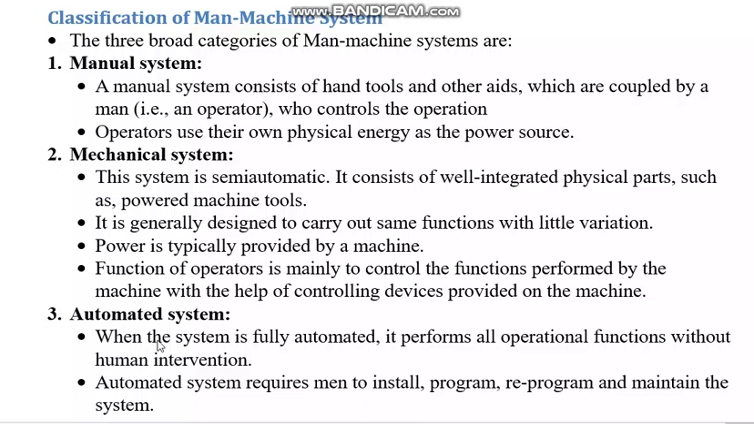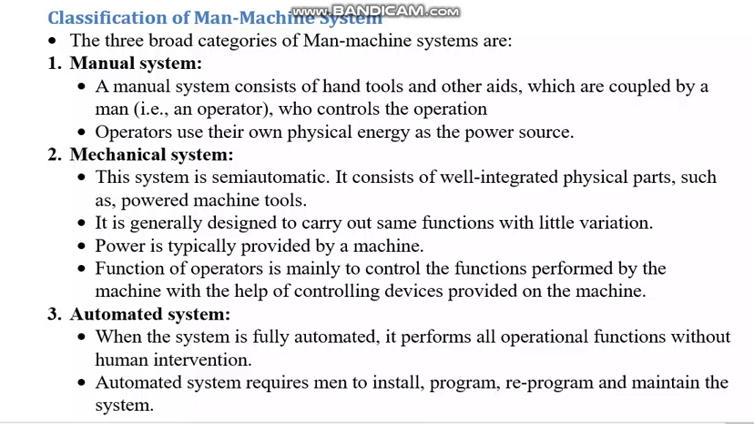Then the third system is an automated system. When the system is fully automated, it performs all operational functions without human intervention. But still, this automated system requires man for installing the programs, for running the programs, for reprogramming it, for debugging it, to maintain the machines and all those things. For that, man is needed.